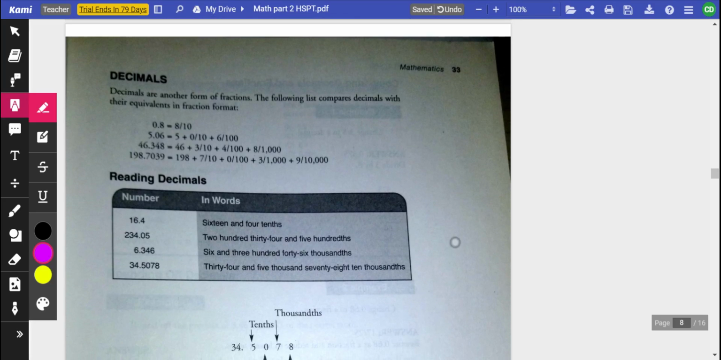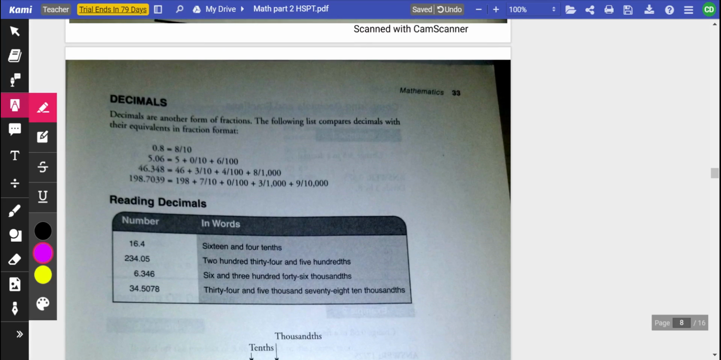And moving into decimals. So decimals are another form of fractions. The following list compares decimals with their equivalents in fraction format. So 0.8 or 8/10 is obviously 8 over 10. 5.06 or 5 and 6/100 is 5 and then 6 over 100. So all the place values match up to the decimal places.